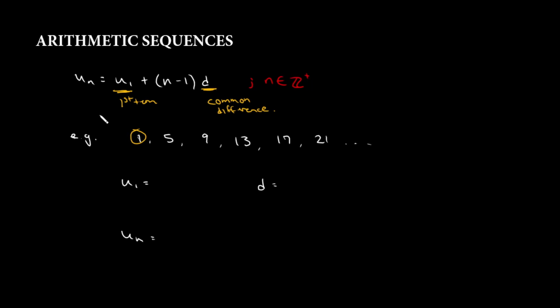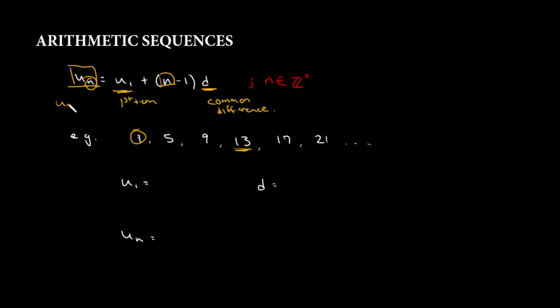hence the letter d. And un basically means the number within the sequence of that order. So it's a bit confusing, but n is basically the order of the number within the sequence. So if we take a look at 13 over here, within this sequence, then 13 would be u4 because it's the fourth term in the sequence. So n really denotes the order of where the number is within the sequence.